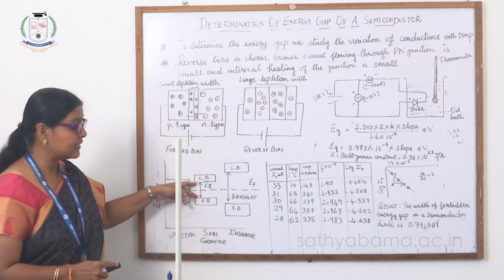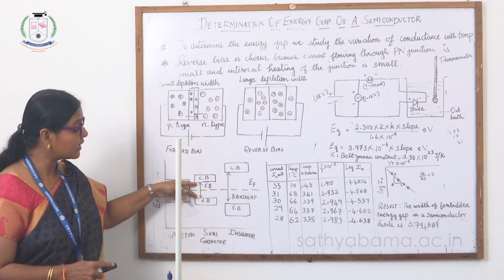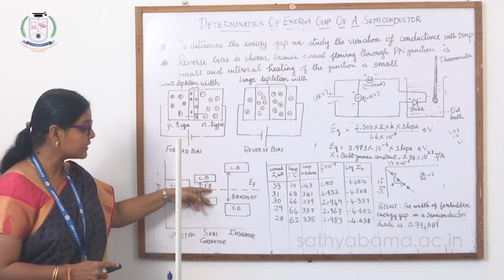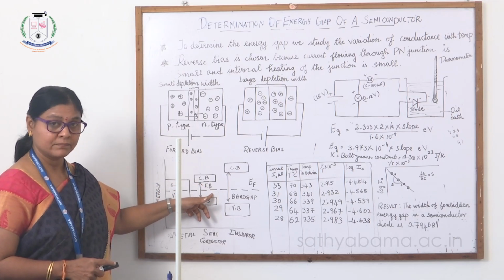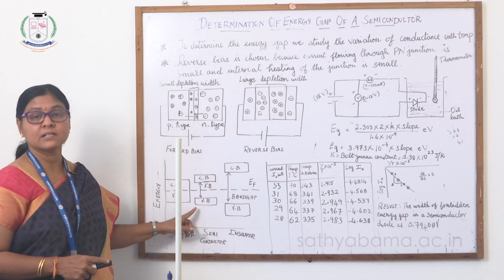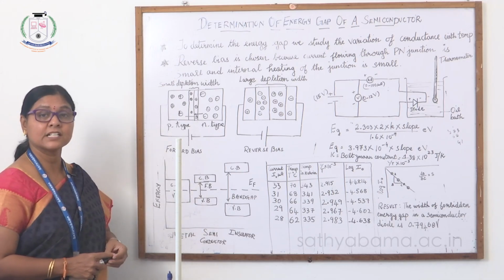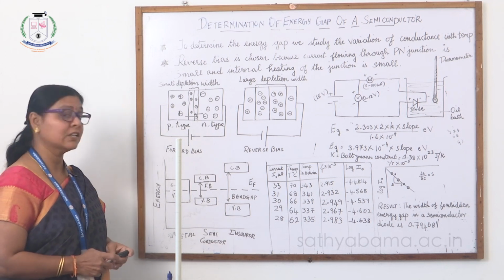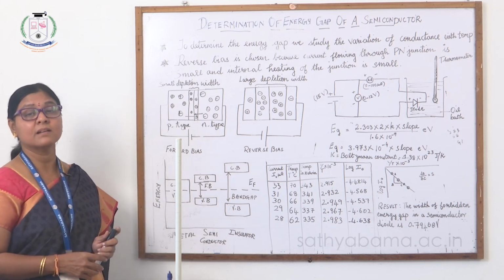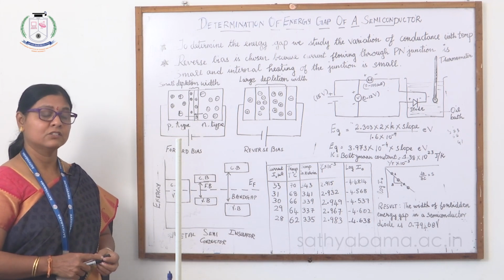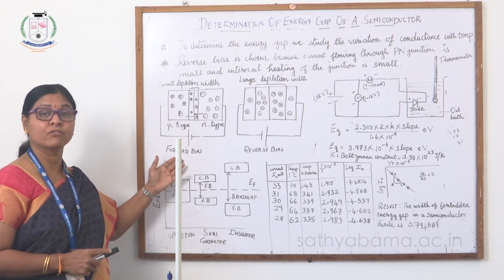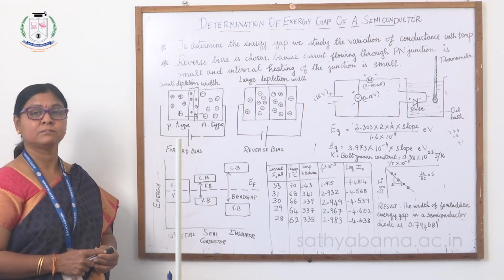So that level is quite higher. You call that the forbidden band. Now it becomes difficult for the electrons to move from the valence to the conduction band unless you give an external biasing to it, which you can do with the help of forward bias.